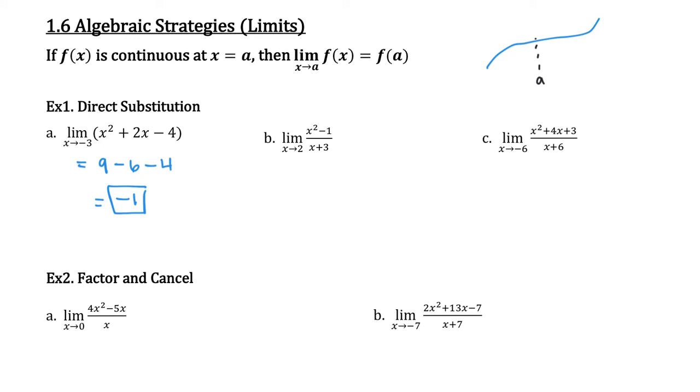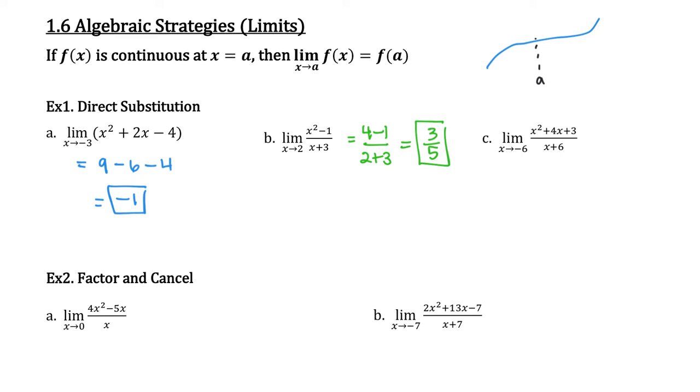Okay, so limit as x approaches 2 of 2 squared minus 1 over 2 plus 3. This is not actually continuous. It's discontinuous at x equals negative 3, but at x equals 2, it's fine, so I'm going to go ahead and plug it in. 2 squared is 4 minus 1, over 2 plus 3, so I get 3/5. If it was not continuous, you would be able to determine that, and I'll show you in a second why.